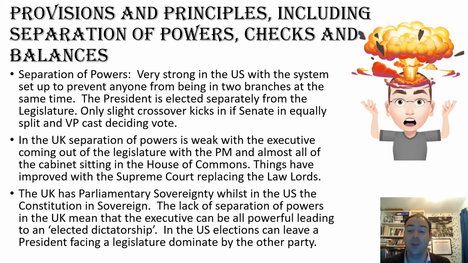And so we've got the three branches very clearly set out in the US. You've got the executive headed by the president, you've got the legislature made up of the two houses of Congress, and you've got the judiciary headed by the Supreme Court. Now the UK, in a way, is similar, because there are the three branches still. But it's really weak in the UK. The executive sits within the legislature and actually dominates it, with the PM coming from the biggest party, normally with the majority in the House of Commons, and almost all of his or her cabinet ministers coming out of the House of Commons as well.